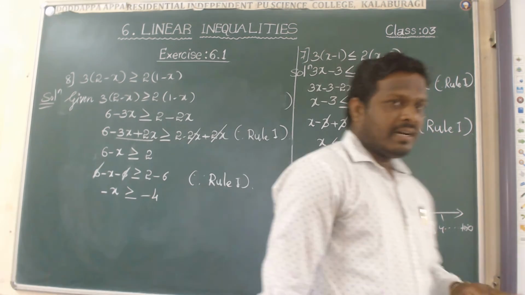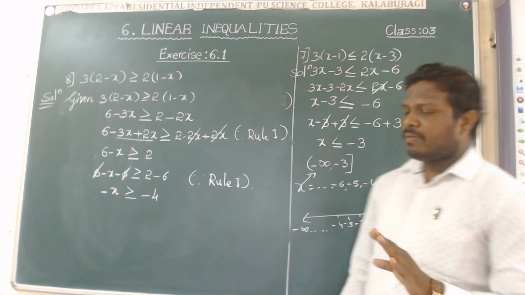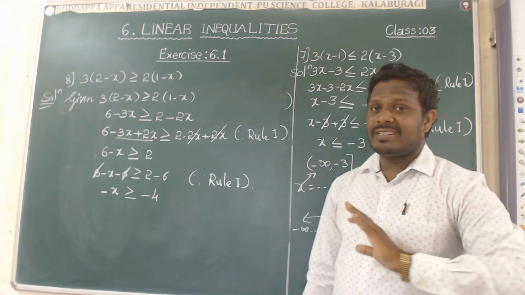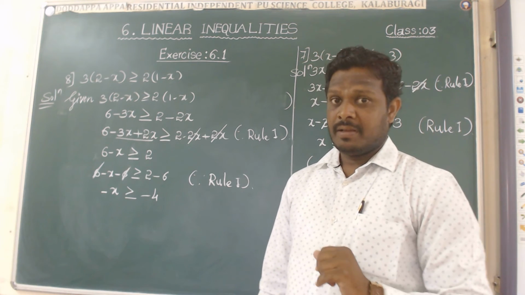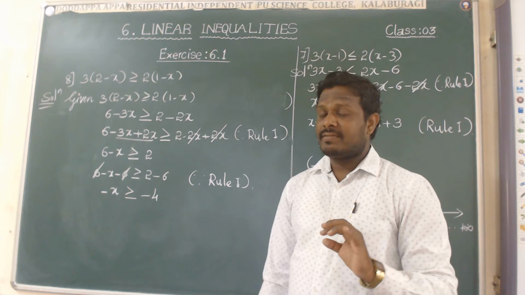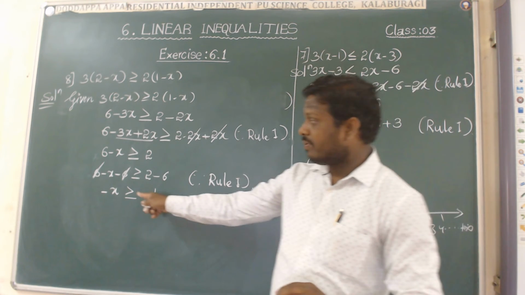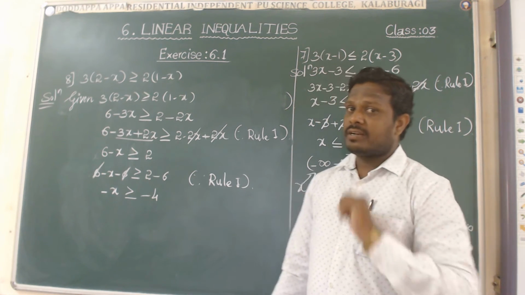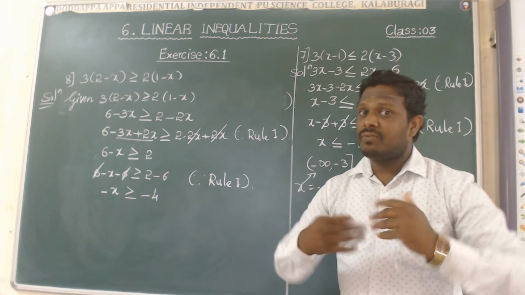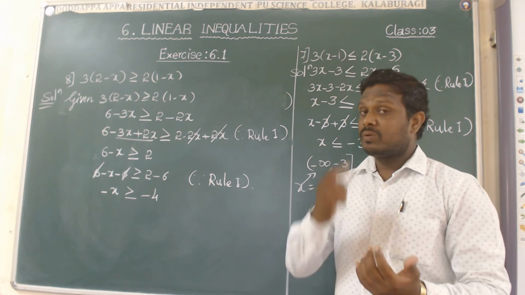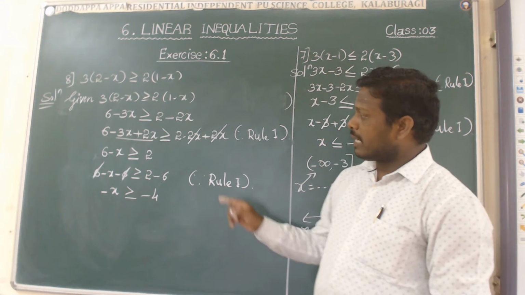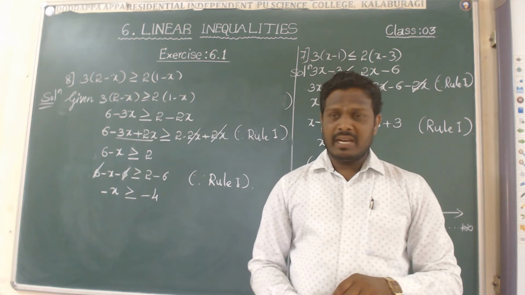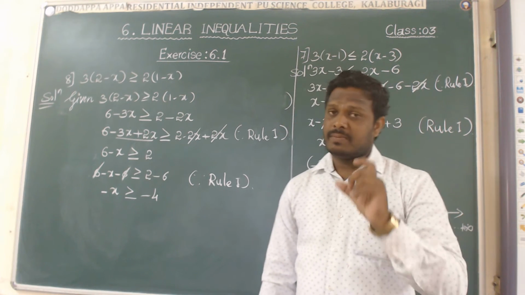Again, it is not in the form where the coefficient of x is positive 1. Here the coefficient of x is negative 1. For writing the values of x, we require the coefficient of x to be positive 1. Now convert that into a coefficient of x of positive 1. How can we convert it? By using the second rule. I am going to multiply both sides by minus 1. Then the coefficient of x will be positive.